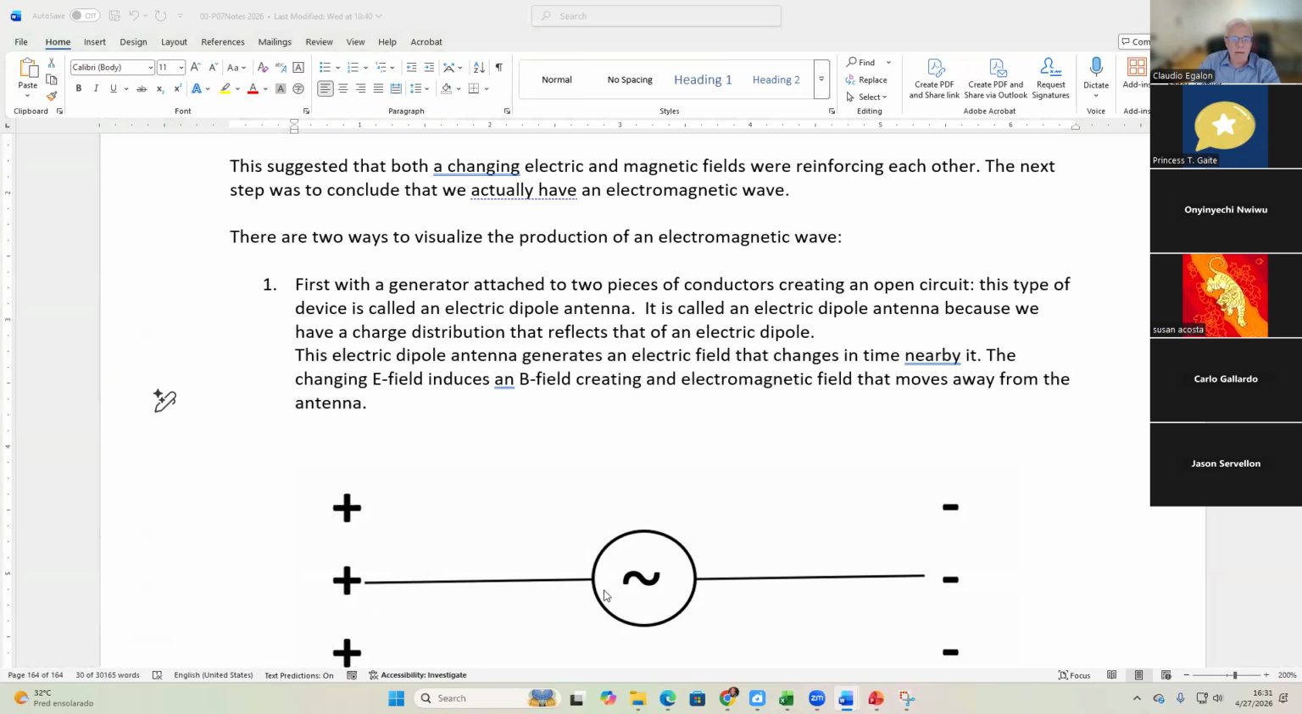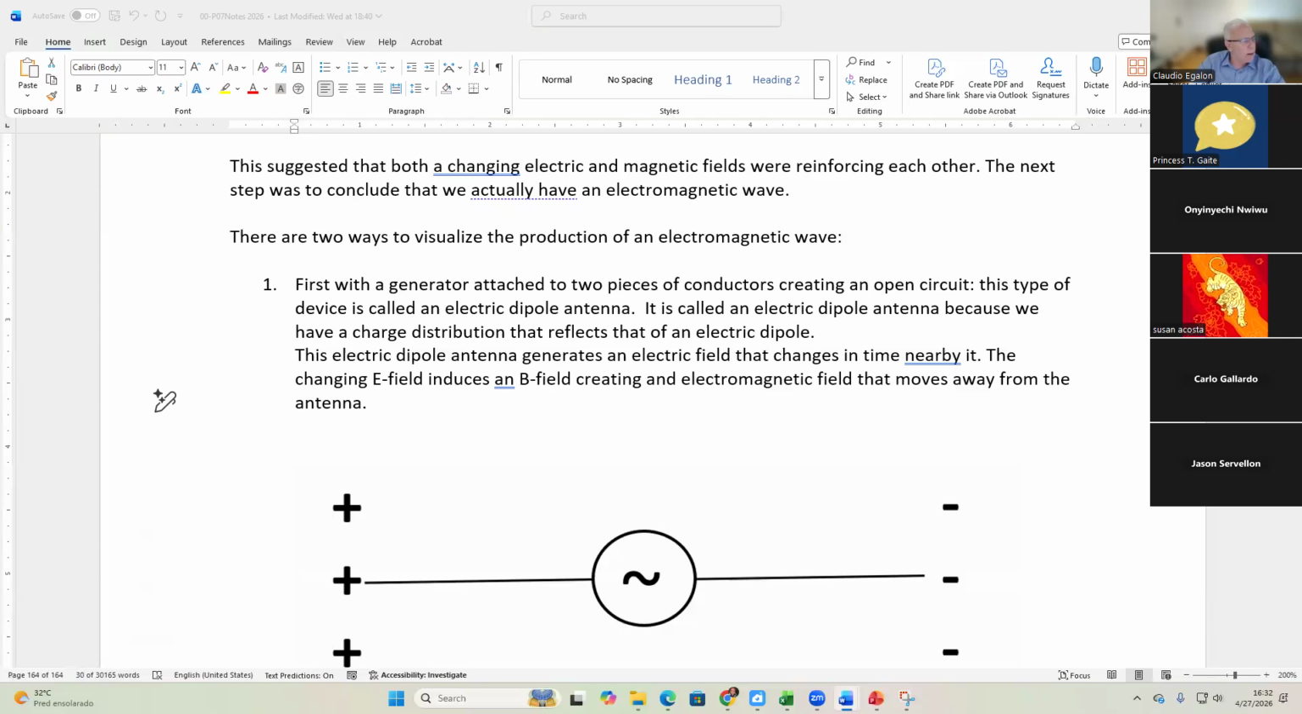That's what a generator is all about. It's like an antenna that can either emit electromagnetic waves or even receive electromagnetic waves. It can be either a transmitter or a receiver. Two different ways of visualizing this electromagnetic wave.